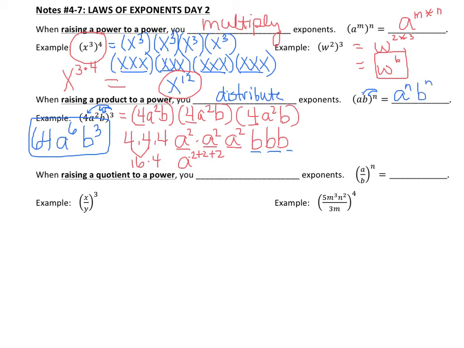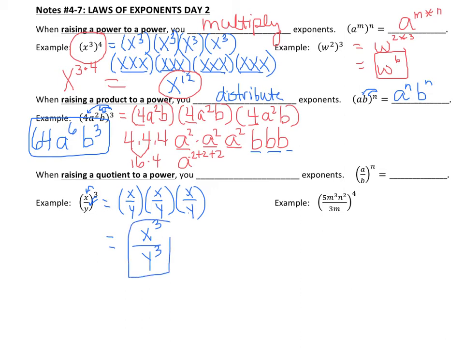Well, same thing's going to happen when you have a quotient to a power. If I was to expand this out, that would be x divided by y times x divided by y times x divided by y. When you multiply fractions, you multiply the top, so x times x times x would give you x cubed, and the bottom, y times y times y, would be y cubed. So there we can see that that exponent got raised. We're going to distribute that exponent to the numerator and the denominator to make it our answer.